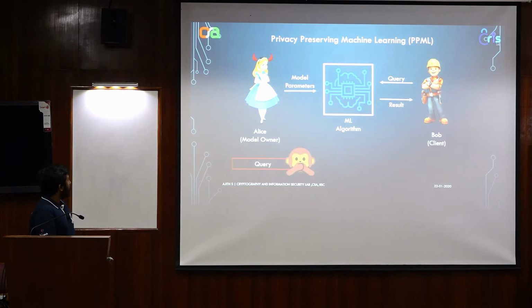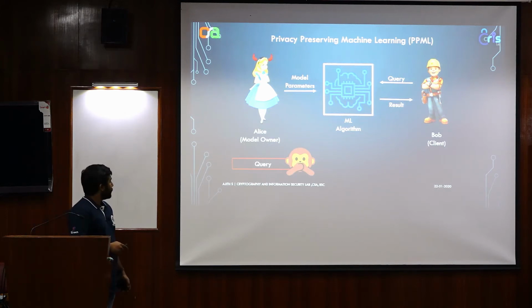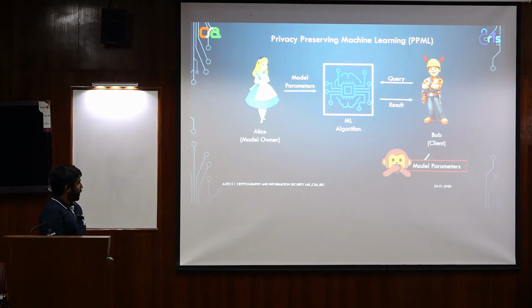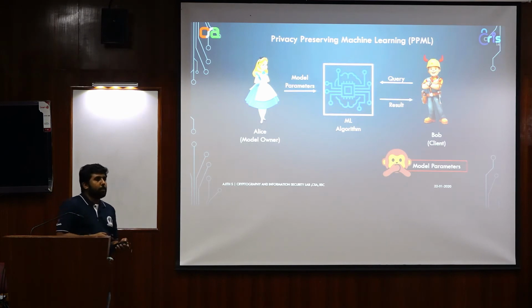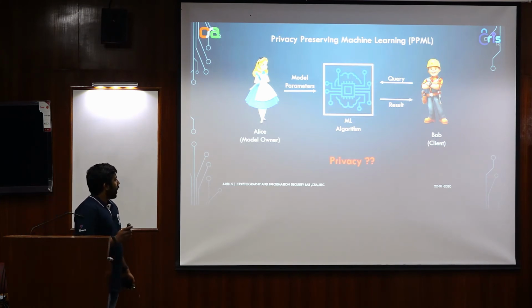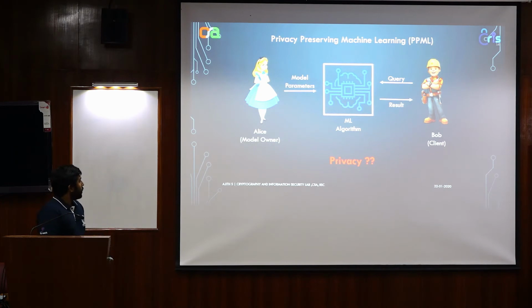So what about privacy? That is the issue over here. For example, if the model owner is corrupt, then she is seeing the query in clear, which violates the privacy of Bob. Similarly, for the case of a corrupt client, from his query and the result, he may be able to get some information about the model parameters which the model owner wants to hide. So how to solve this issue in a privacy preserving manner?